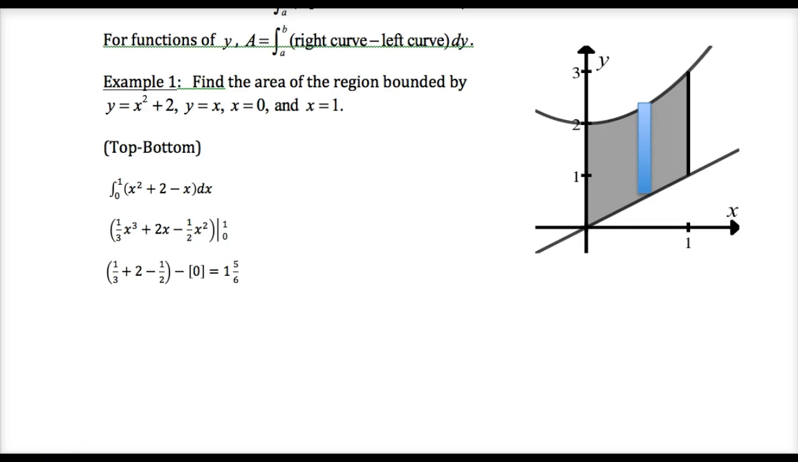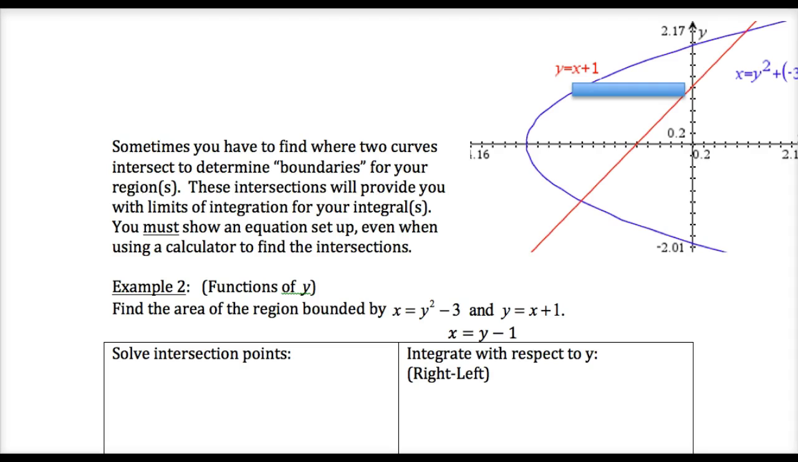Let's go on to example number 2. Now what happens if my curves are x in terms of y? In other words, I'm going kind of right to left with these things. What happens sometimes is that we want our cut to be this way right here. When I do this, this little piece of this rectangle would be what we call dy. Not dx, but dy, because I'm on the y-axis for this length.